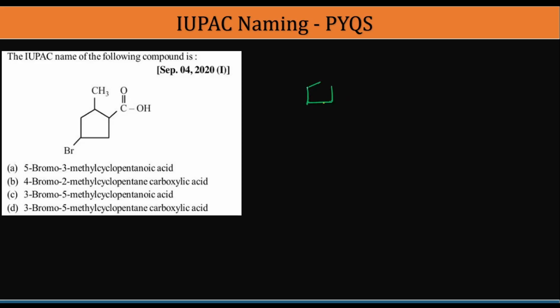Let me draw it over here. So this is CH3, COOH acid group, so obviously we'll give priority to acid group only, right? So first number will start from over here. That's for sure. And it is having cyclopentanoic acid. Right? Cyclopentane is there. And they have given options for that. It can be cyclopentanoic acid, or else we can also call it cyclopentane carboxylic acid also.